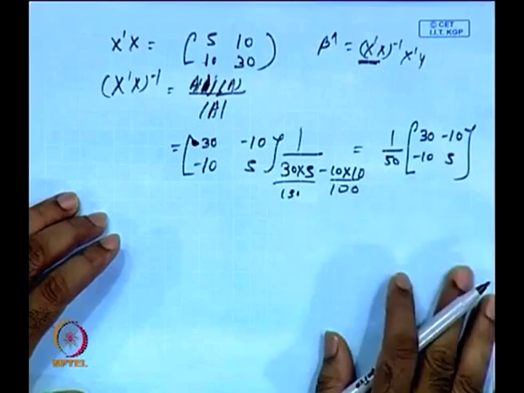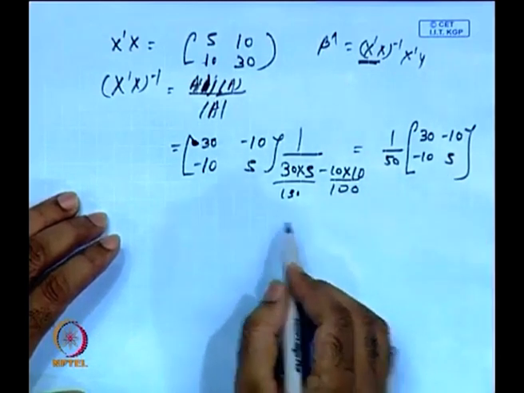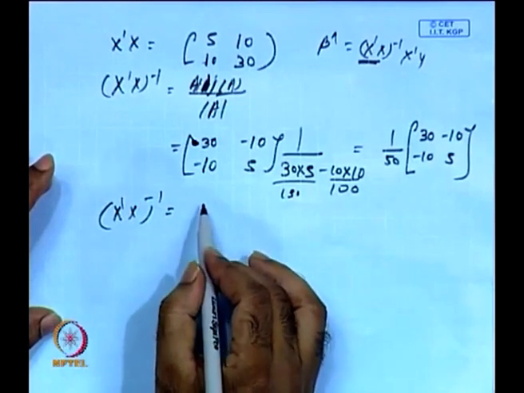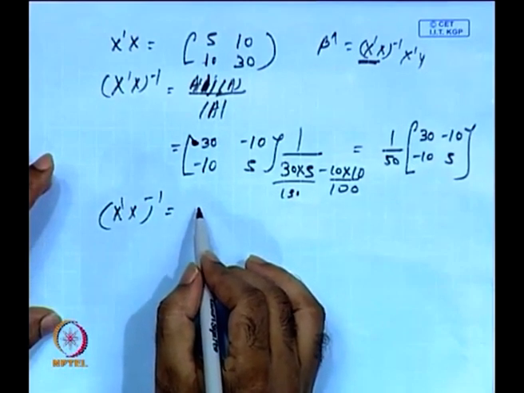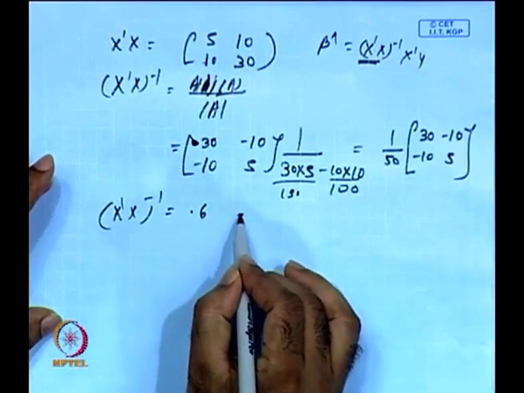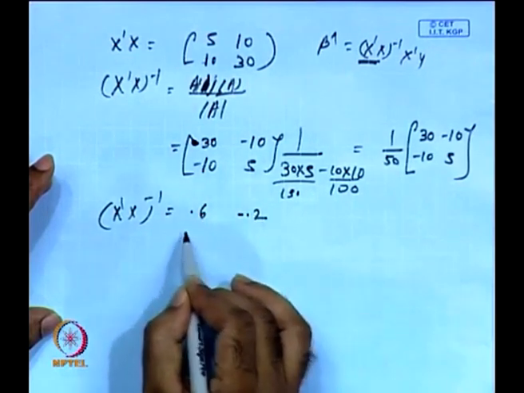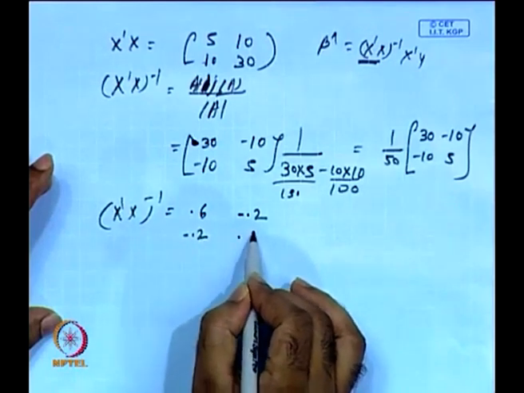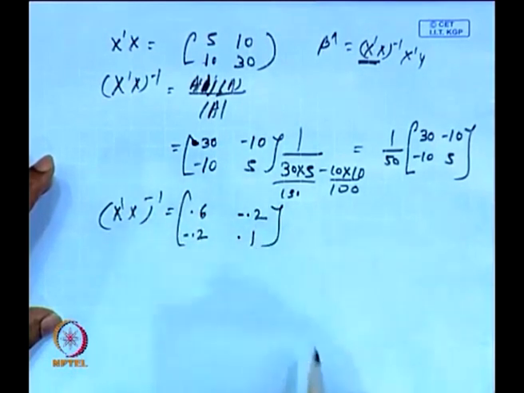Now if we simplify this one, then x transpose x inverse is equal to 30 by 50, that means 3 by 5, this is 0.6, then this will be minus 0.2, then this is minus 0.2, then this is simply 0.1. So this is x transpose x inverse.